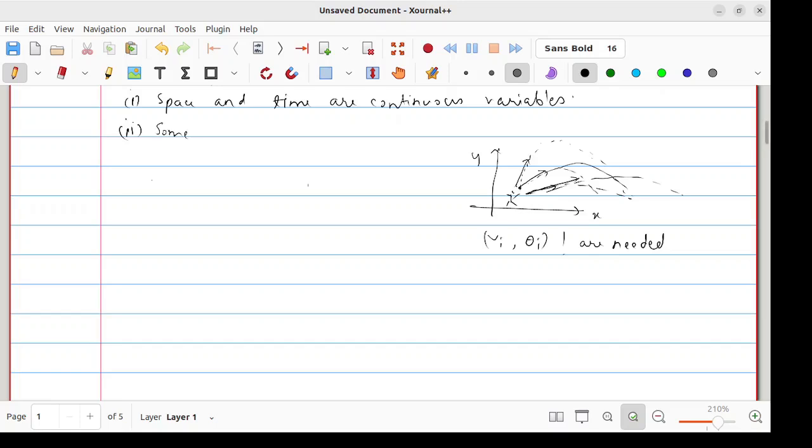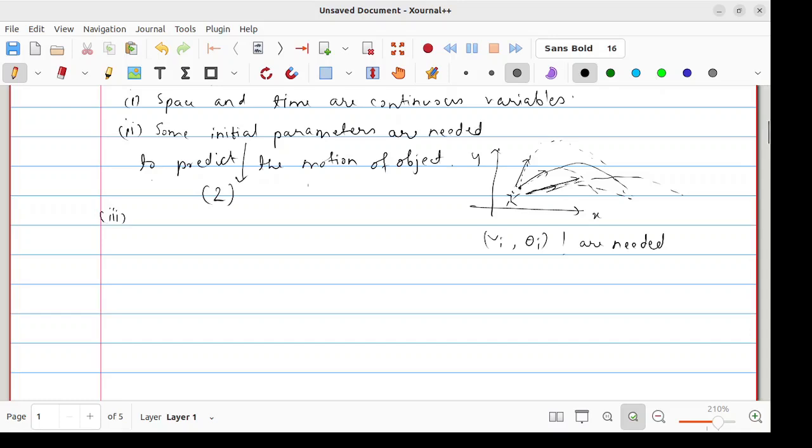Some initial parameters are needed to predict the motion of particle or the motion of object, right? So you need these things, some kind of initial object. And further on, we will see that the number of initial parameters is actually 2. And this has to do with the fact that the motion is a second order differential equation. But we will come back to it later on when we will discuss the Newton's laws.